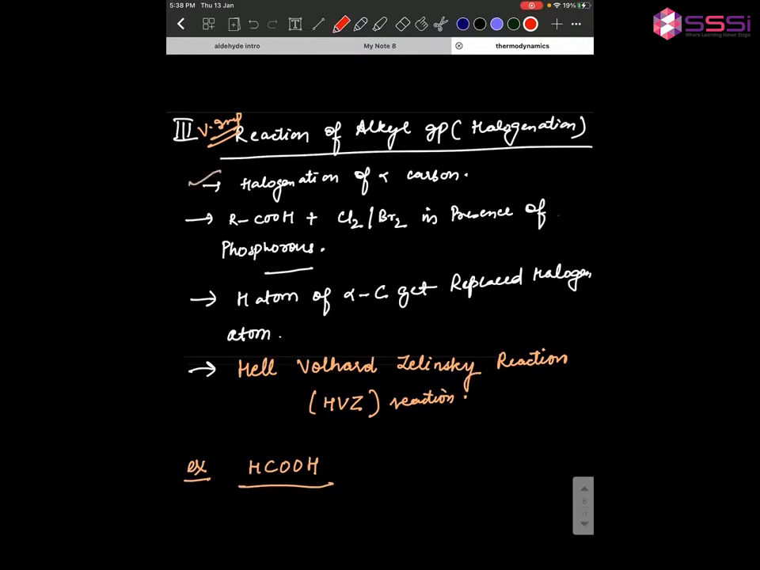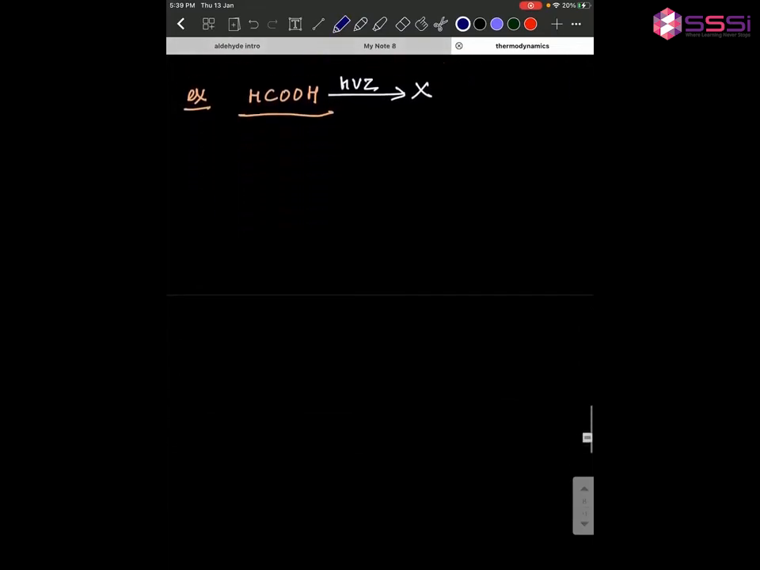Read these 3 alpha points. Carbon is not there, right? Yeah, very good. Because alpha carbon is not there, so methanoic acid won't give the Hell-Volhard-Zelinsky reaction. So we will be taking the example of a 2-carbon carboxylic acid.